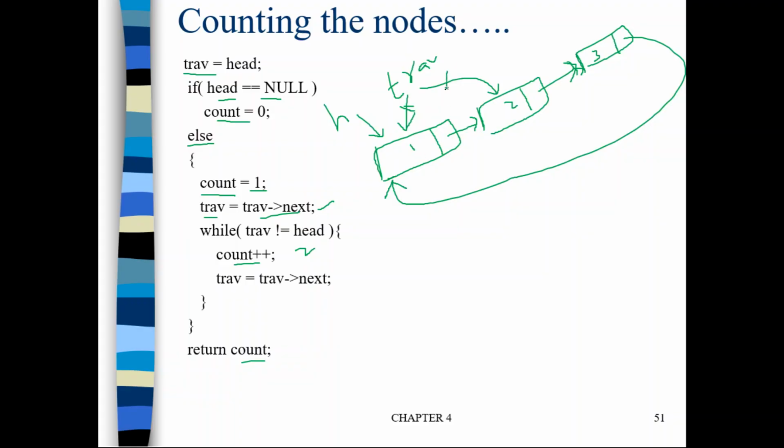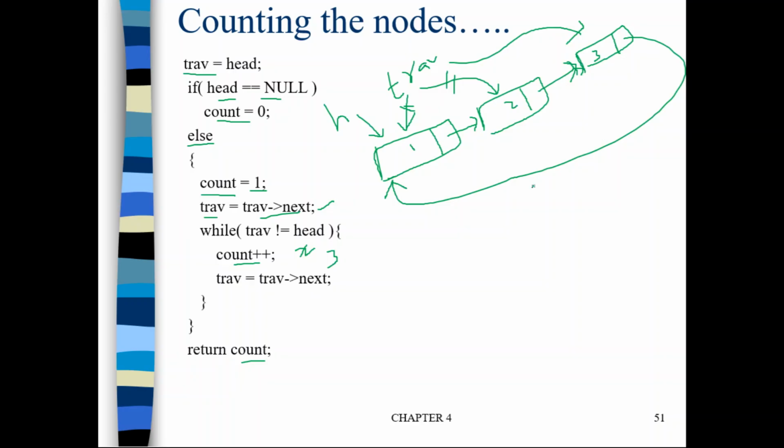So now traverse points to node 3. Again we check while traverse not equal to head. Is traverse not equal to head? It is equal to node 3. Then count plus plus. So count becomes 3. Then again traverse equal to traverse arrow next.